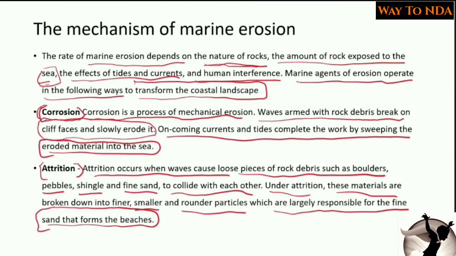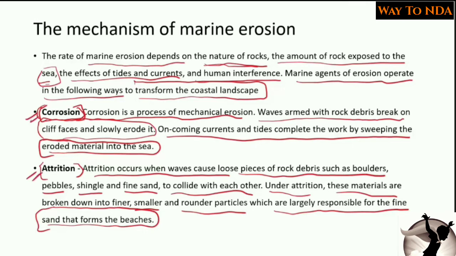One is the corrosion, where the waves were hitting the rock, where the waves were hitting the cliff and eroding it, so that is called corrosion. Then attrition. So this is the corrosion.